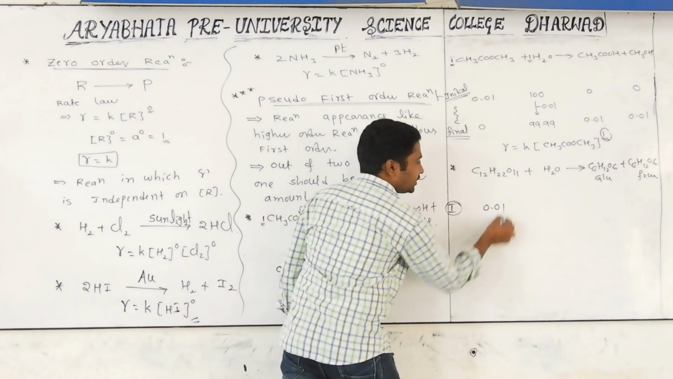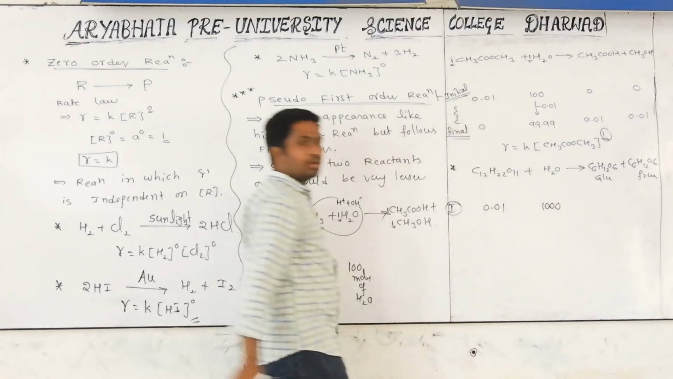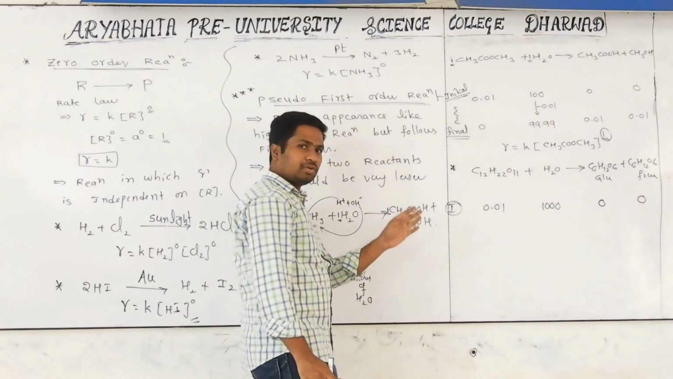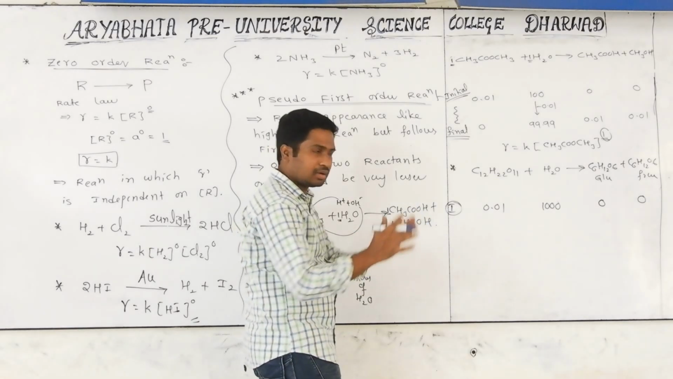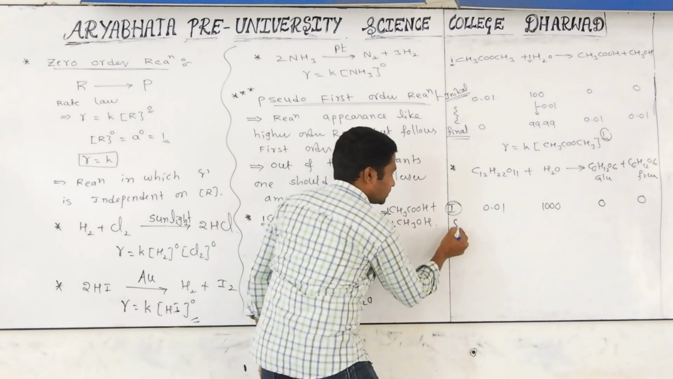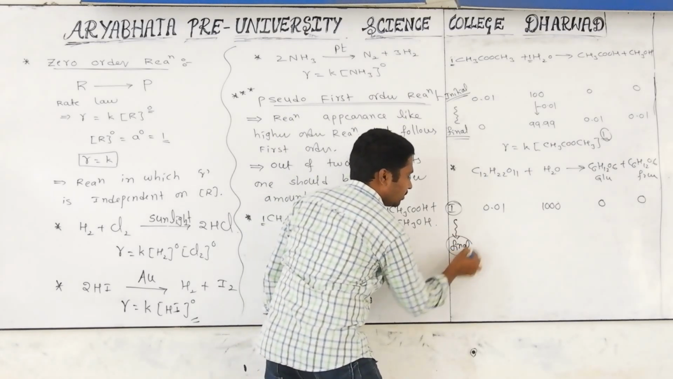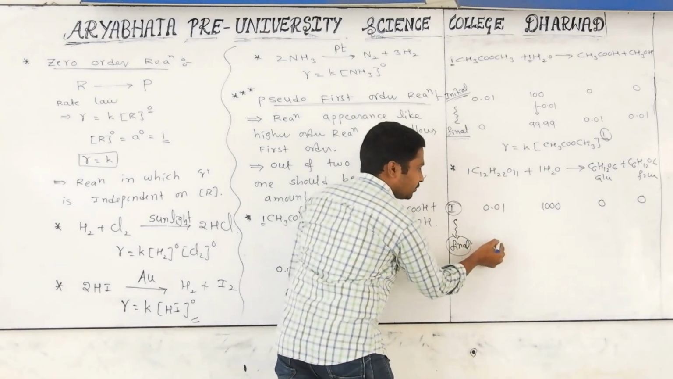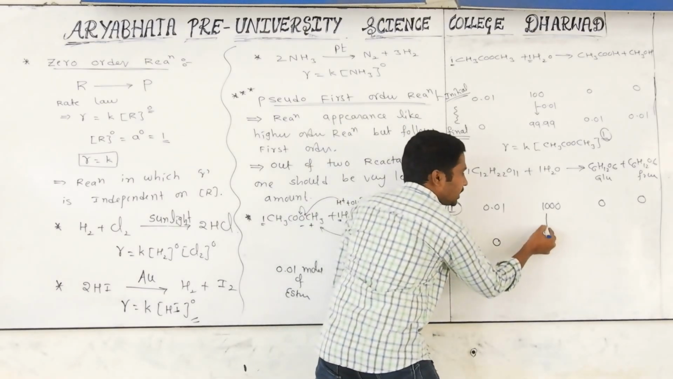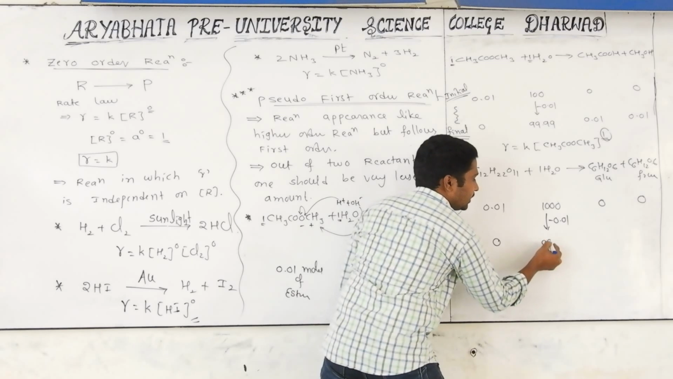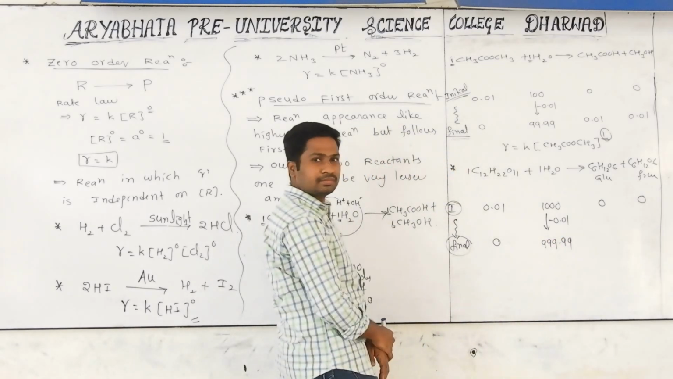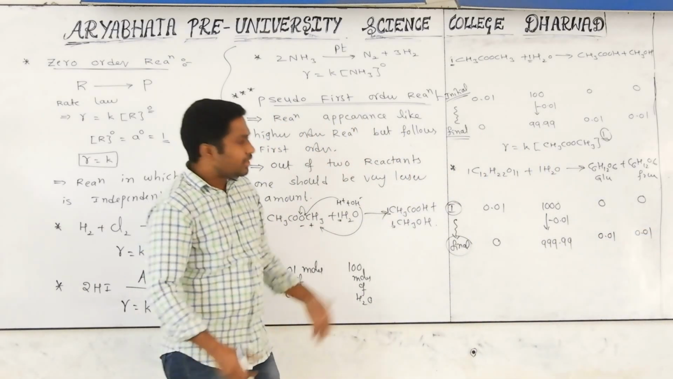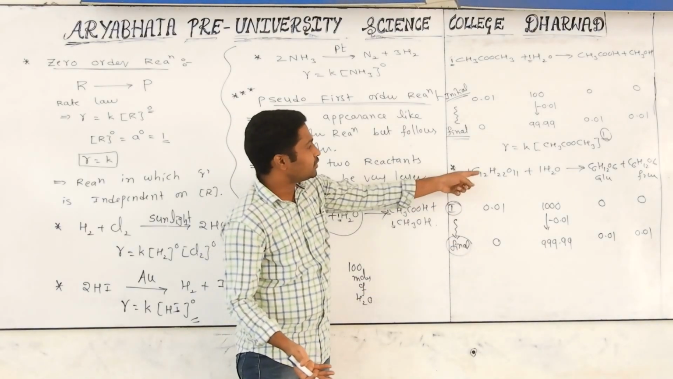Initially, I am taking 0.01 mole of sugar and 1000 moles of water. Initially, is there any product? No, 0. The reaction is going on. After some time, the forward reaction stops. Why? Finally, 1 mole consumes 1 mole, so 0.01 mole is consumed in the reaction and finally becomes 0. From the water, 0.01 is consumed, leaving 999.99. The product formed is 0.01 and 0.01. There is no further reaction. Why? There is no sugar.